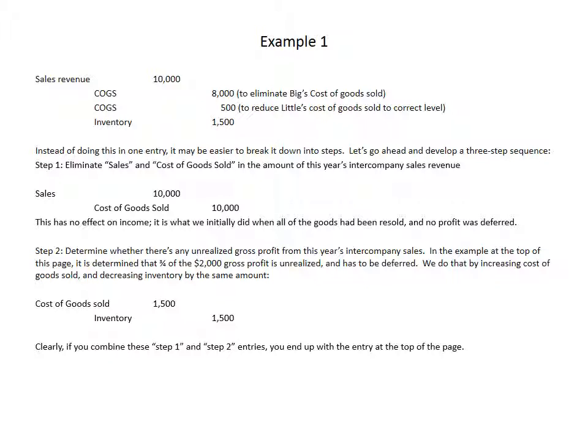Now, these two entries, the step 1 entry and the step 2 entry, if you combine those together, we get the entry at the top of the page. So we're getting to the same place, we're just taking sort of a step-by-step approach to get there. Now the third step would follow in the following year.